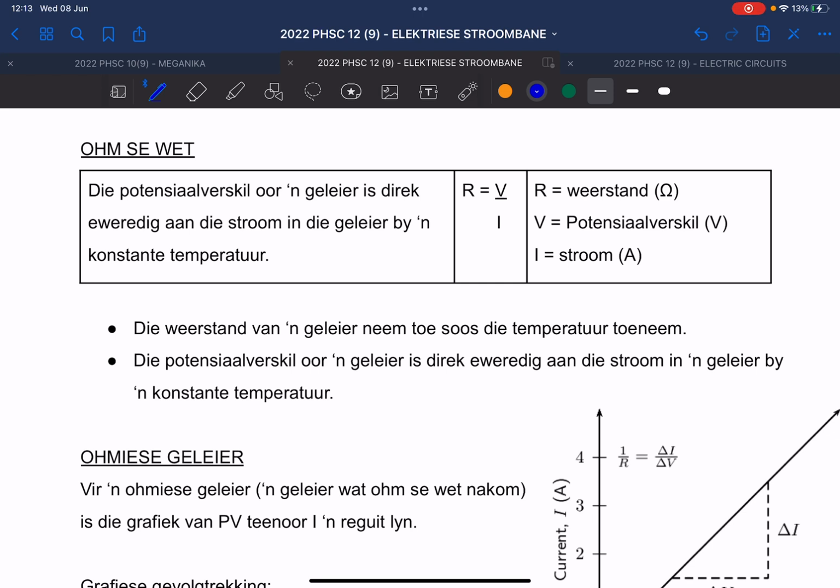Okay, nou, hierdie is een van die praktiese wat ons sou kon doen. We could have done this practical this year, but I chose to do the acids and bases practical rather with you guys. Hoe het dit gegaan?